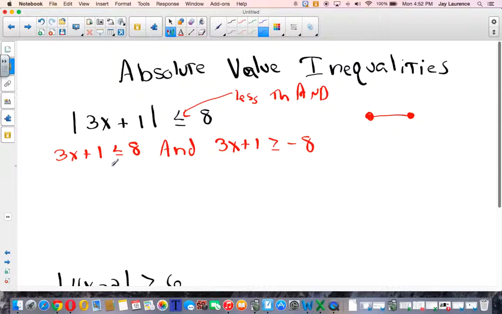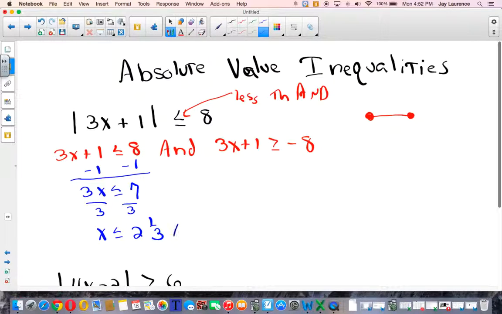Now I can go ahead and do my algebra. I'll subtract 1 from each side. I'll get 3x is less than or equal to 9. Oh, no. That'd be a 7 there. Right? That'd be a 7. Sorry about that. Okay. And then I'm going to divide by 3. By 3, x is going to be less than or equal to 2 1/3.